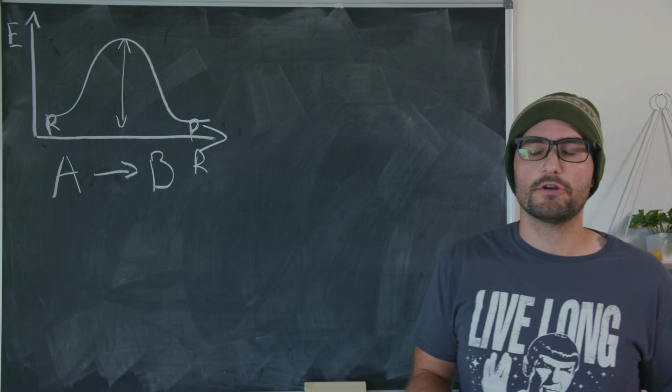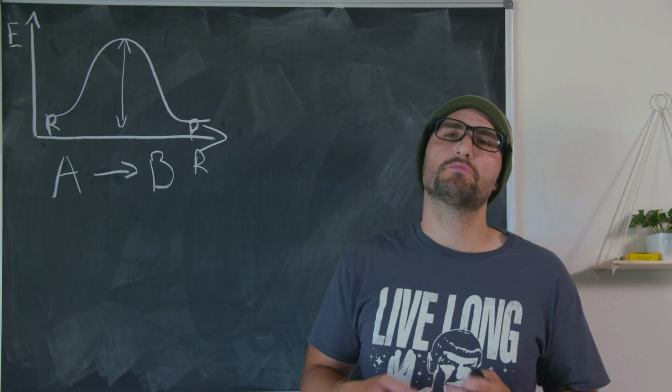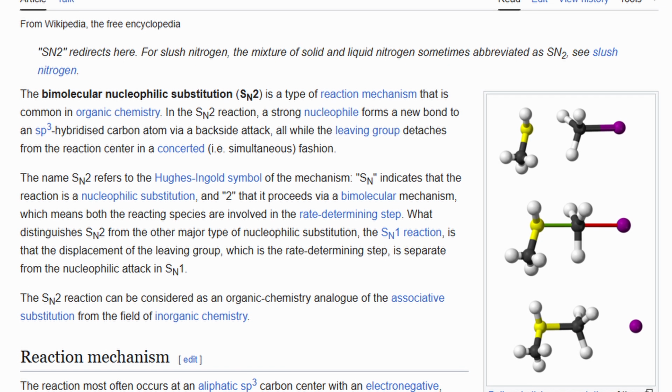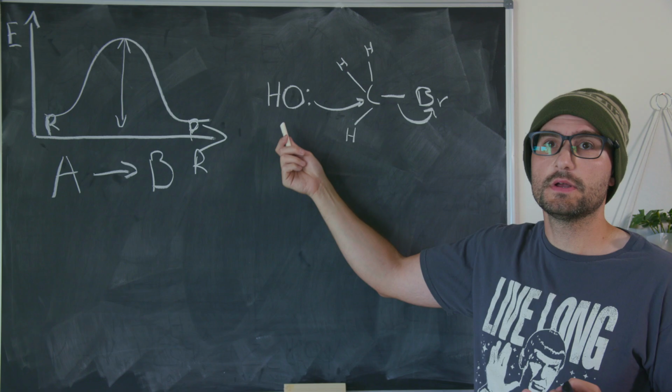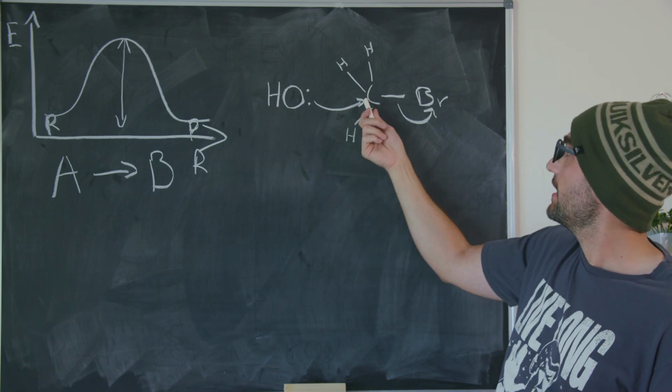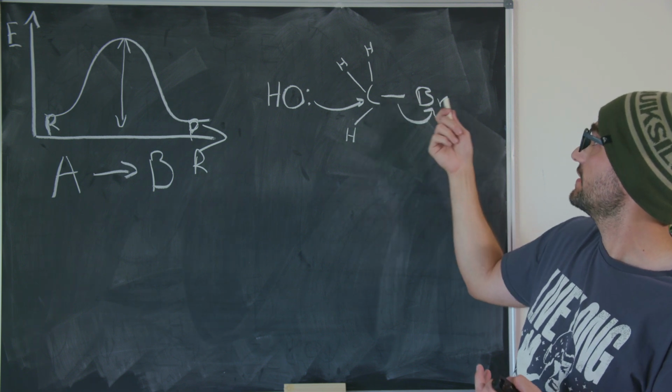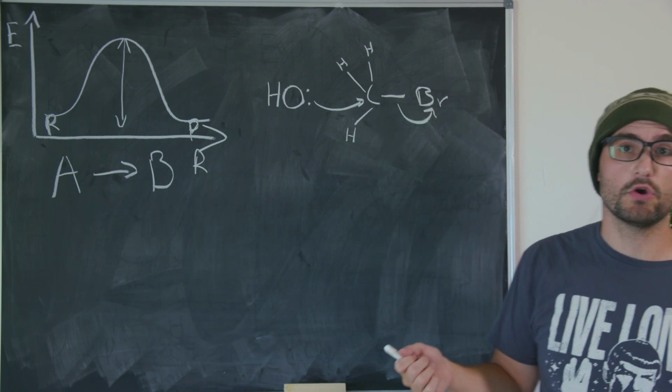So let's consider, if you've taken a chemistry class, you probably have talked about what an SN2 reaction is. You have an OH group that comes in and binds to this carbon, and at the same time the bond between this carbon and this bromine is broken.